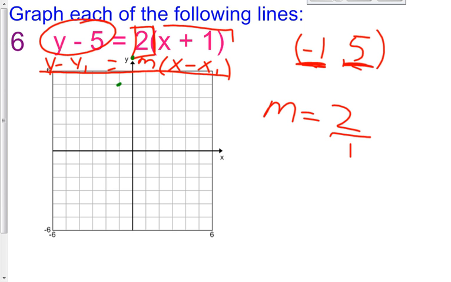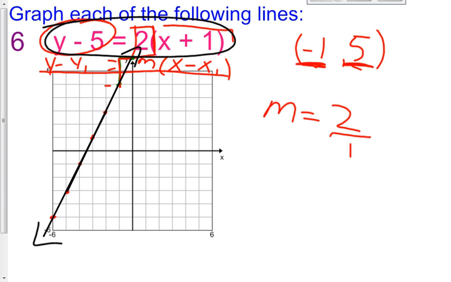Just to put a little bit more on our graph, up 2 over 1 is the same thing as left 1 down 2. Left 1 down 2, there's another point, and so on and so forth. Class, you only need 2 of these points to draw a straight line. I just choose to draw more to get a little bit better representation, but you only need 2. So now you're going to use your straight edge, and you are going to draw a perfectly straight line. And there you have it. When you are given in point slope form, that is the easiest way to do it.